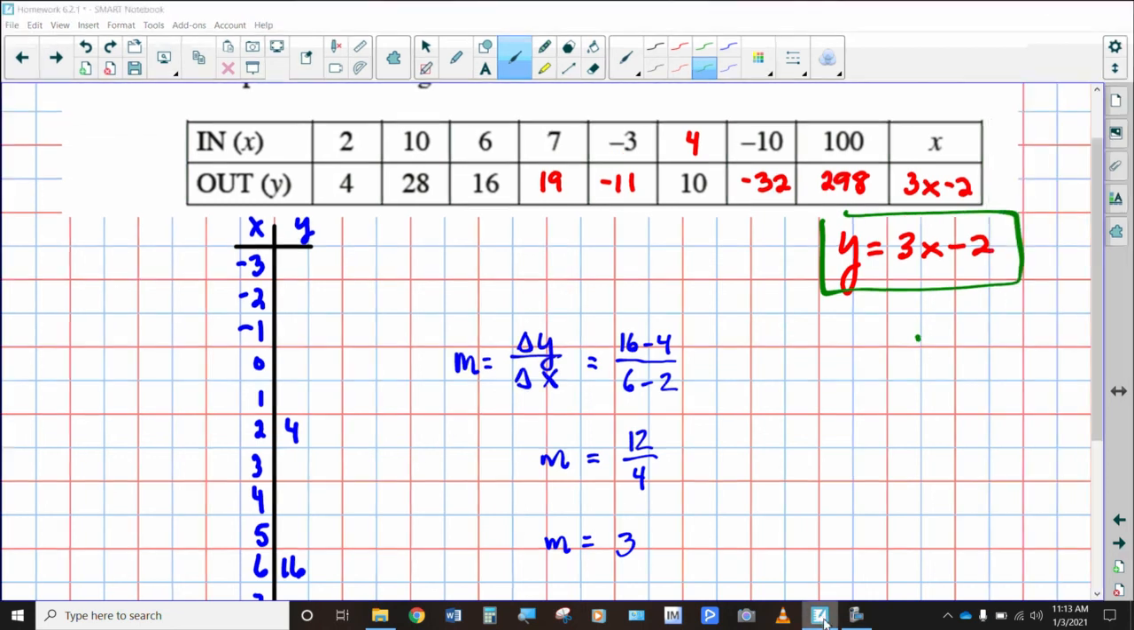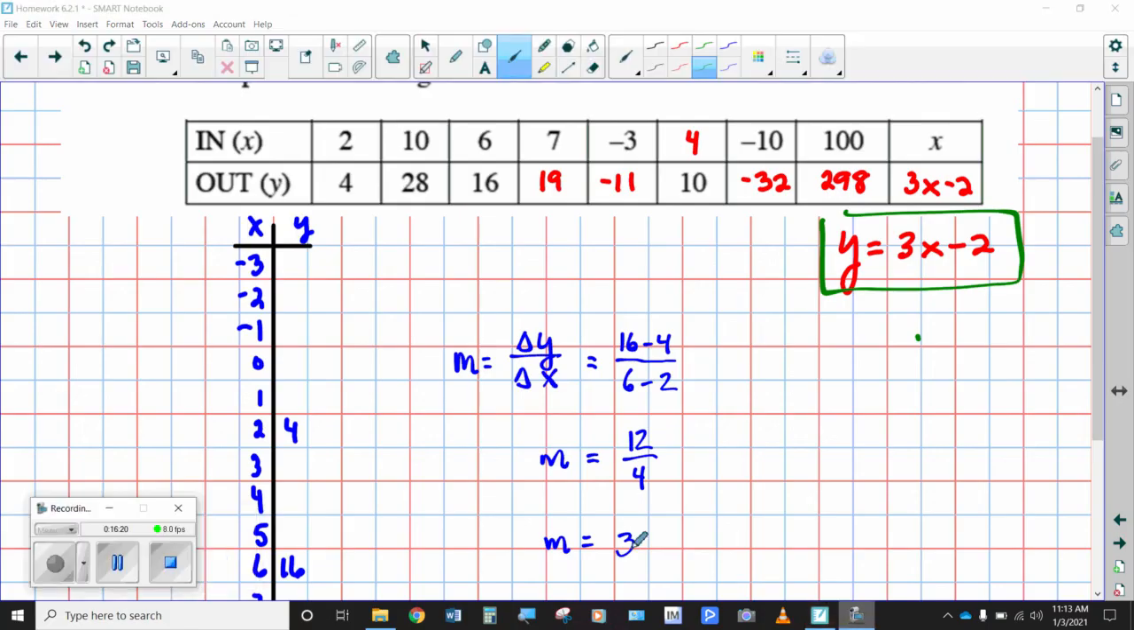All right, good job. How long did that take? Not too bad, a little bit longer than normal, but we had a few involved problems. All right, let's move on to our next activity.